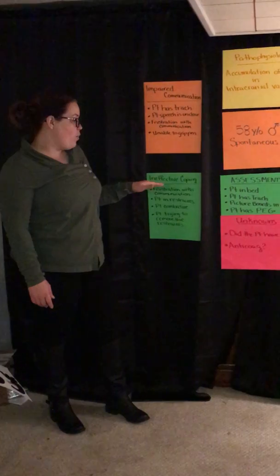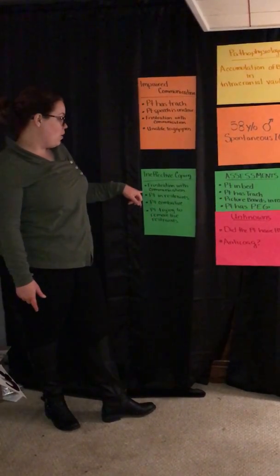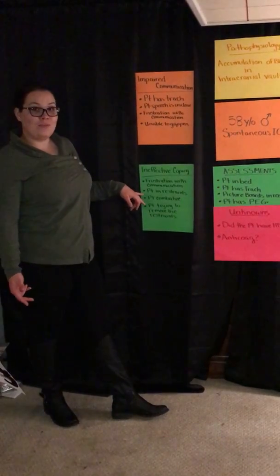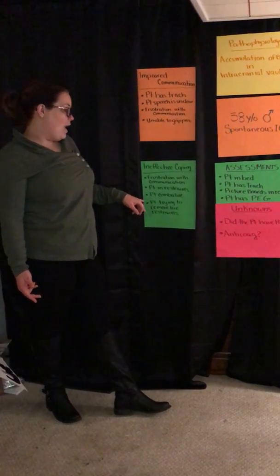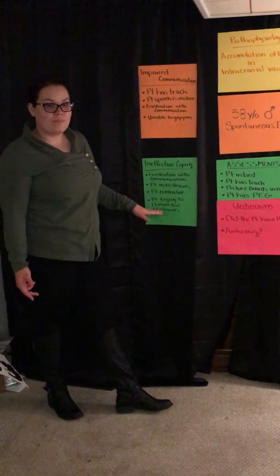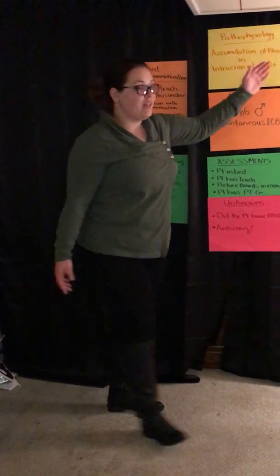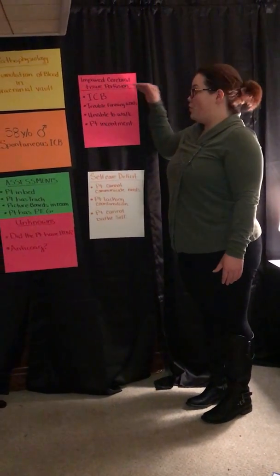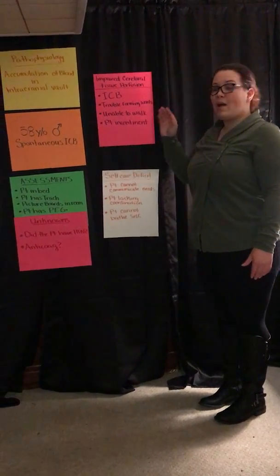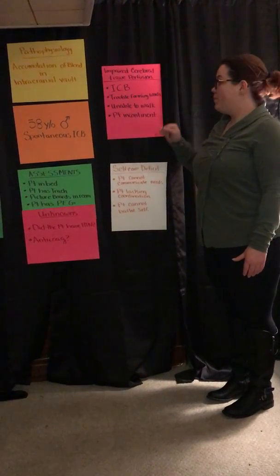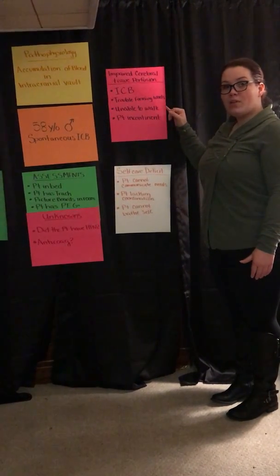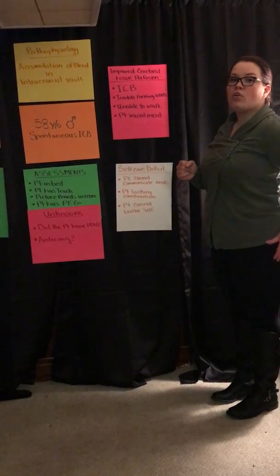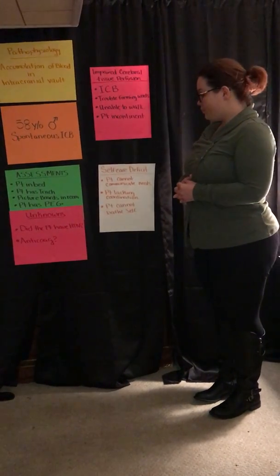Now we're going to go down. We have ineffective coping. How do we see this? Well, he's getting frustrated when he communicates. He is in restraints and is combative. And he's also trying to remove his restraints. If we come over to this side now, we have impaired cerebral tissue perfusion. This is evidenced by the patient having had an intracranial bleed. He is having trouble forming words. He is unable to walk, and he is incontinent. He is having trouble controlling his bowels and bladder.